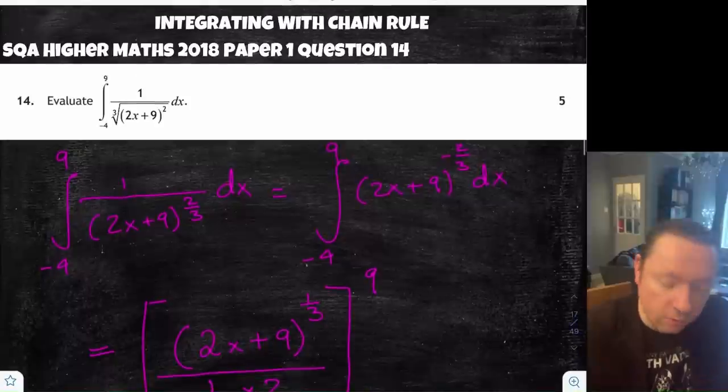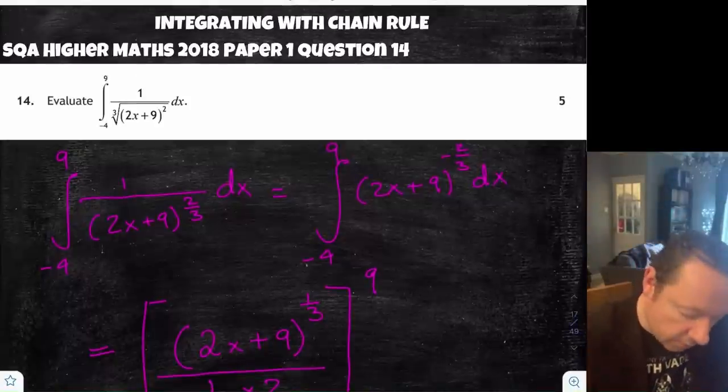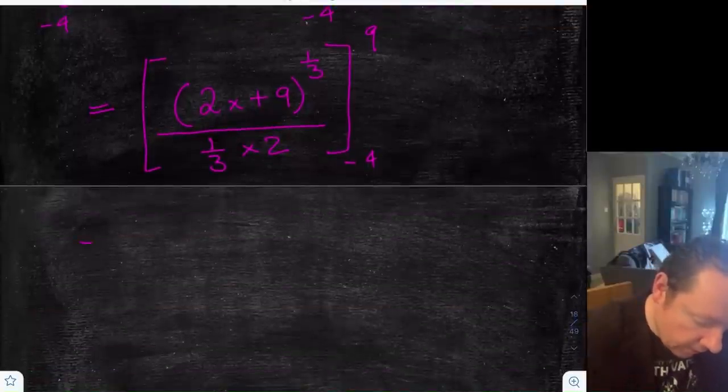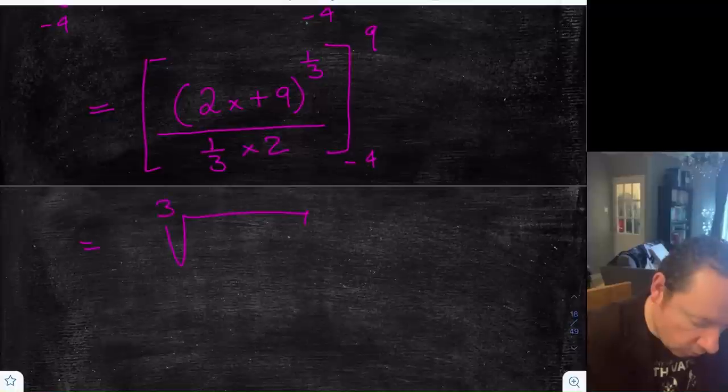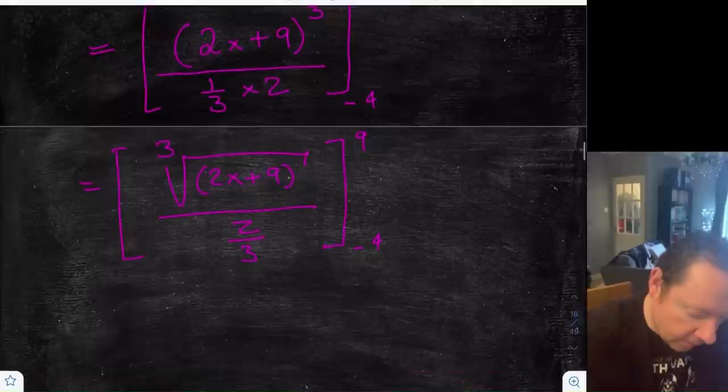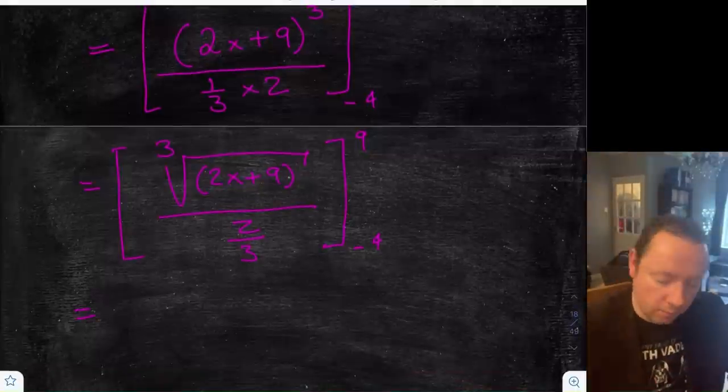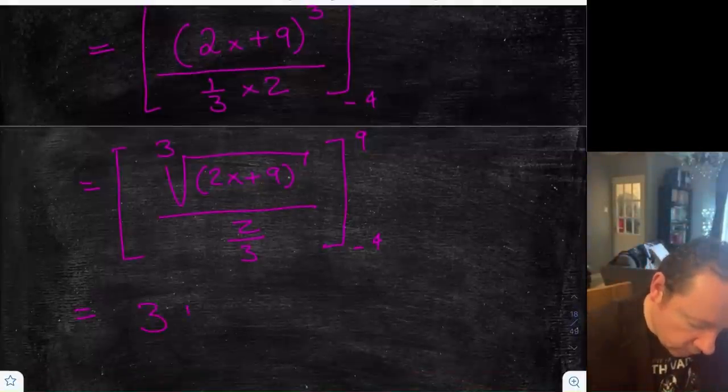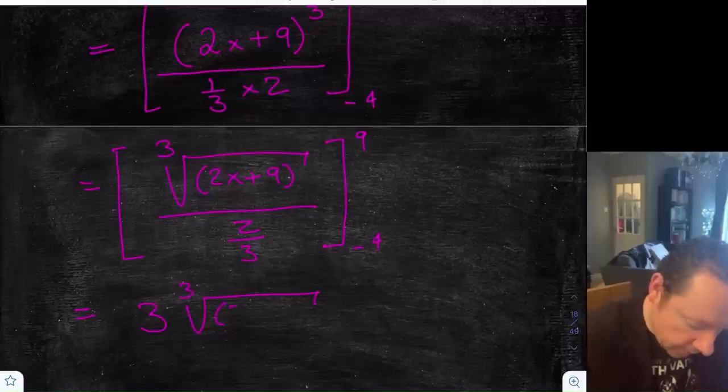Now this is a non-calculator question, so I'm going to have to put it back into root form as well. So that gives me 2x plus 9 cube root. So I can just write the cube root of 2x plus 9. 2 times a third is 2 thirds. And that's between minus 4 and 9. Almost done. Dividing by a fraction means we can times it by the reciprocal. Flip it upside down in other words. So we get 3 times the cube root of 2x plus 9 over 2, between minus 4 and 9.